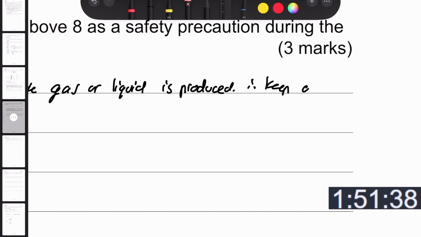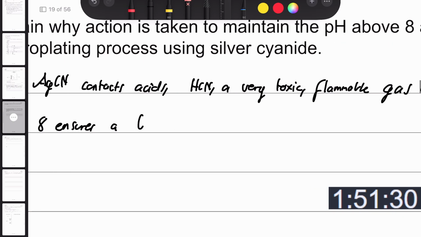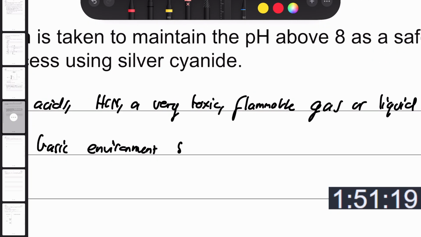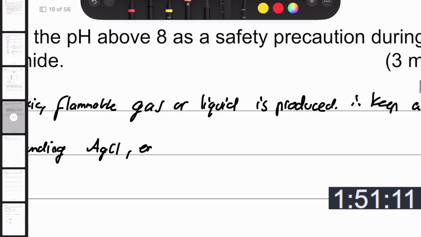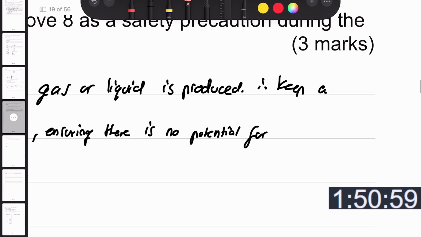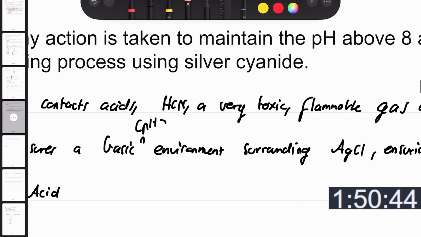therefore keeping a pH of 8 ensures a basic environment surrounding AgCN, ensuring there is minimal potential for it to contact an acid. Basic, I'll say here, pH greater than 7.